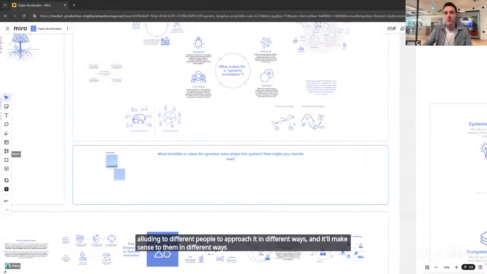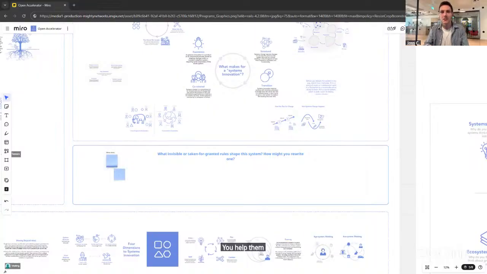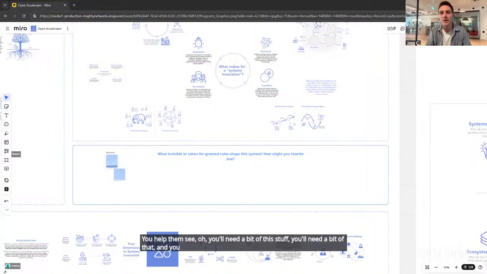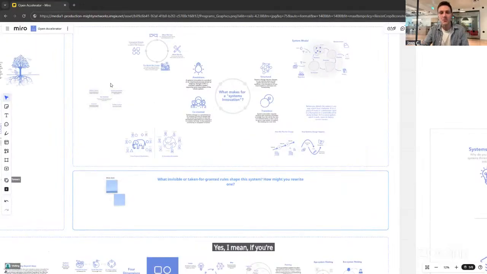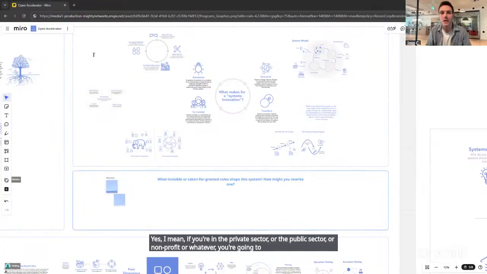You're kind of saying also for your particular area, this systems dynamic modeling makes sense. So they come in at that angle, and then maybe over time you expand their awareness of what they're approaching. You help them see, oh, you'll need a bit of this stuff, you'll need a bit of that, and you help them build up that toolkit over time. So yes, if you're in the private sector or the public sector or not-for-profit, you're going to speak to people in different ways. So I think that's part of it. And then over time, trying to expand their vocabulary and so forth.